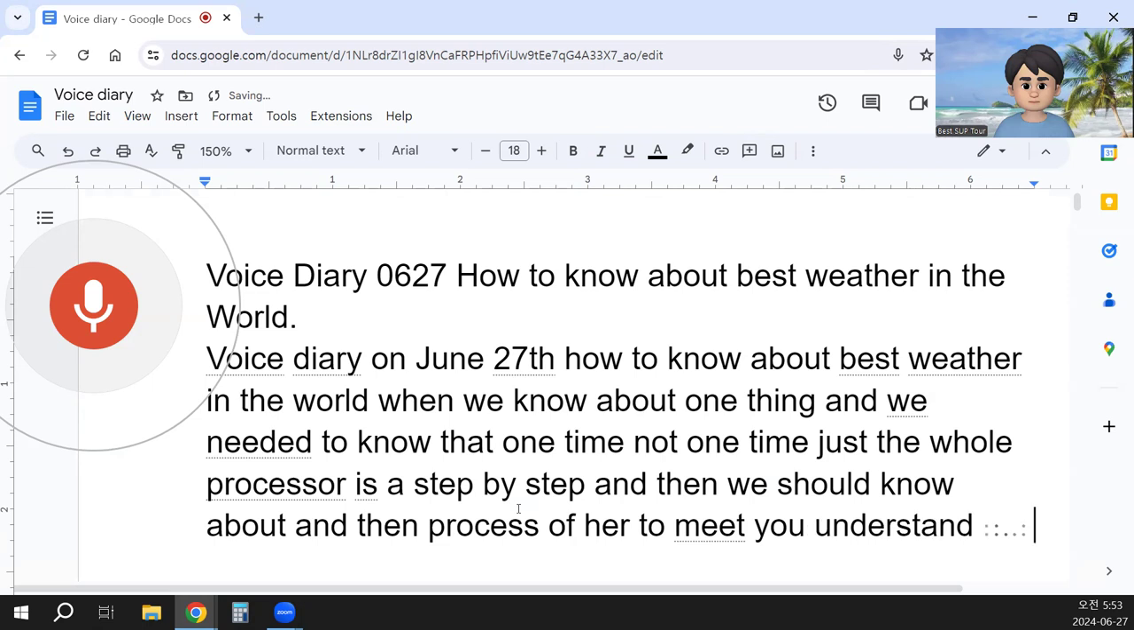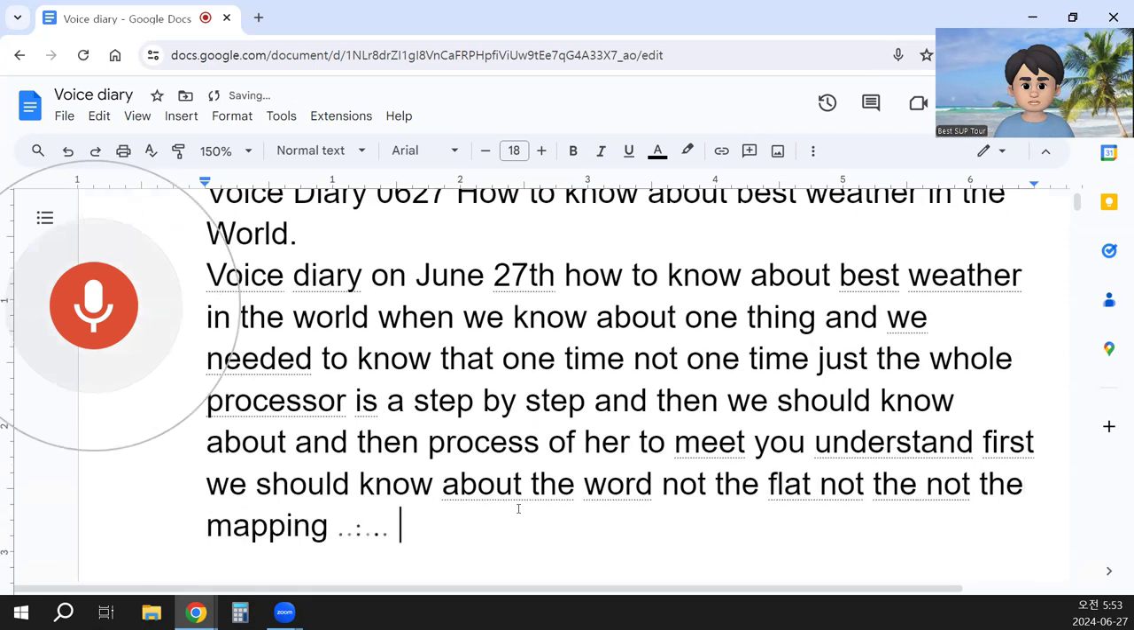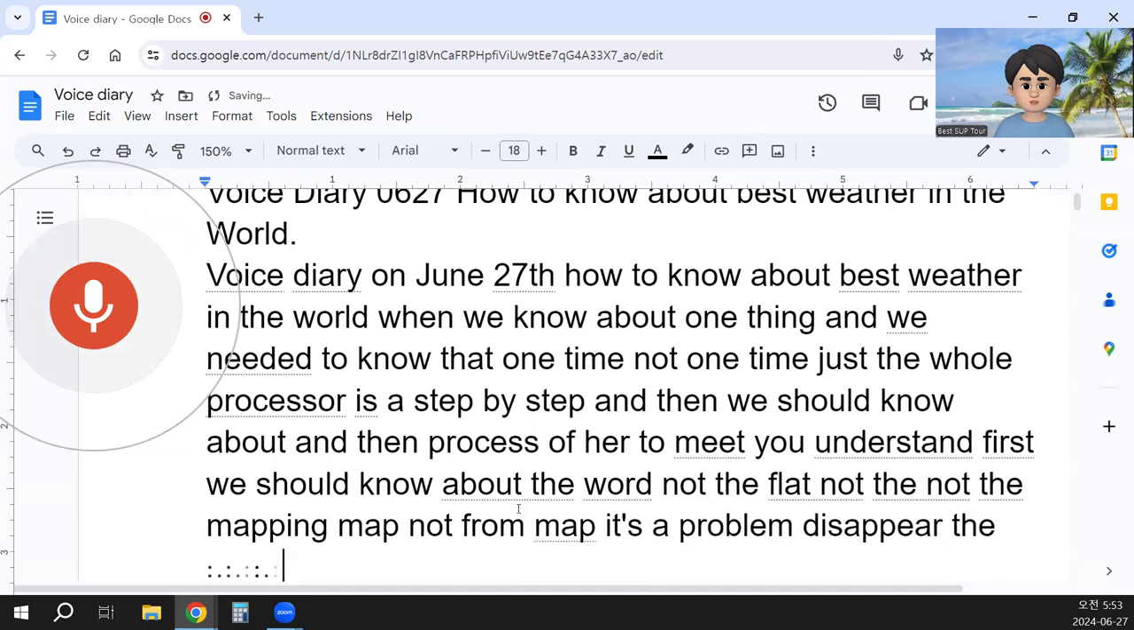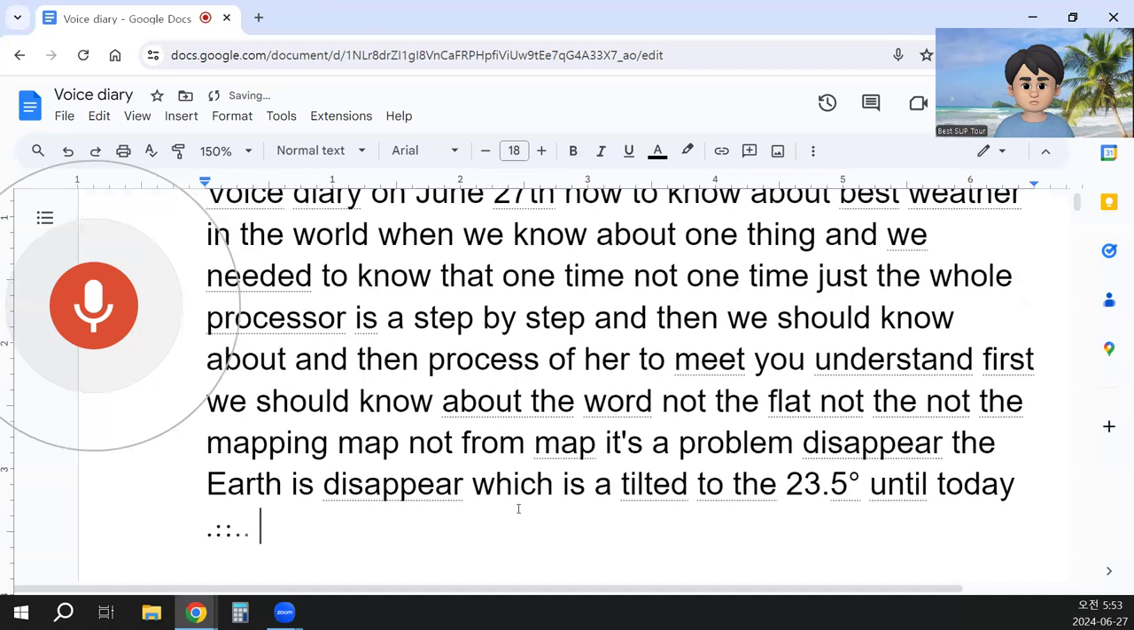First, we should know about the world, not the plot, not the map, but the sphere. The Earth is a sphere, which is tilted 23.5 degrees, and that is very important.